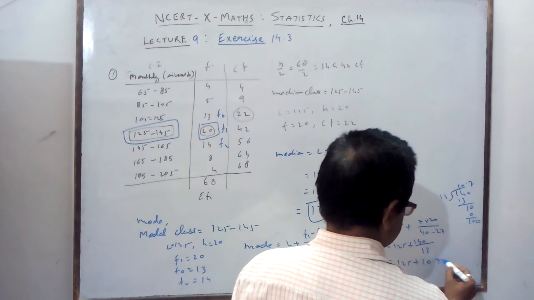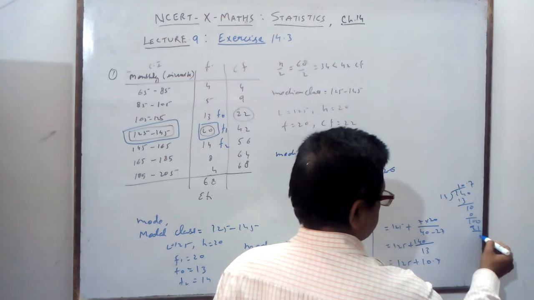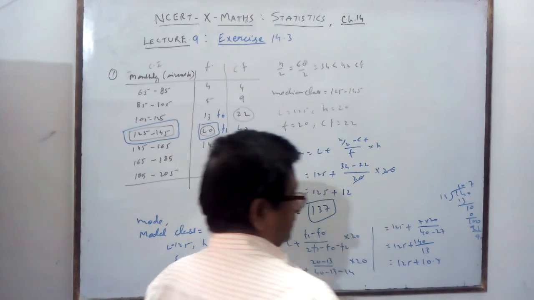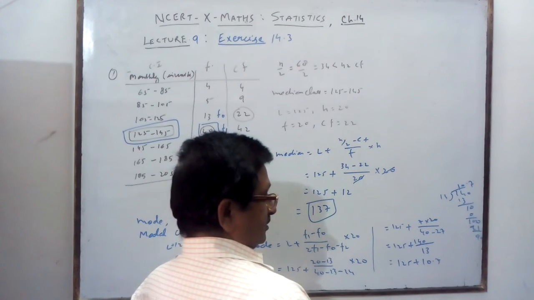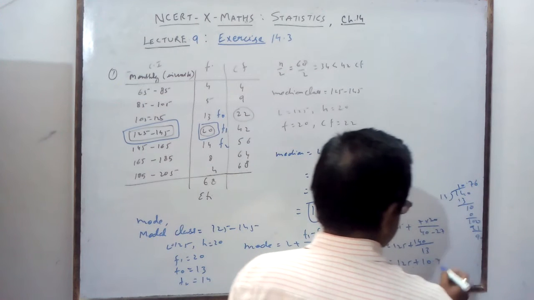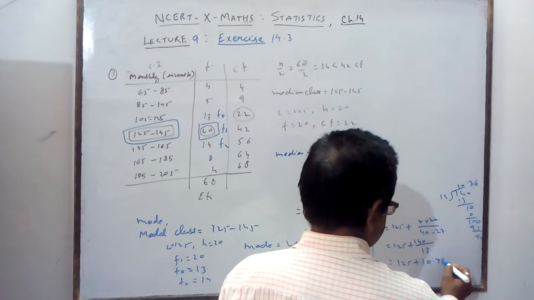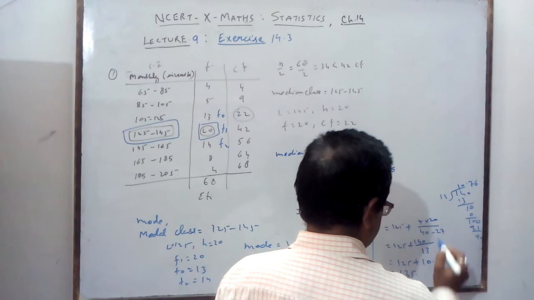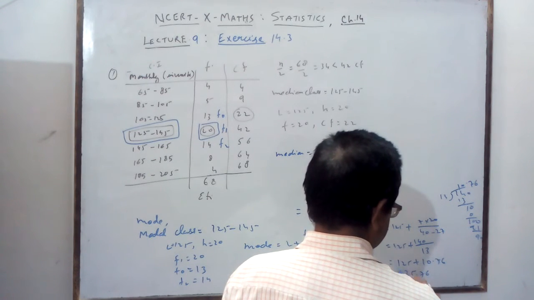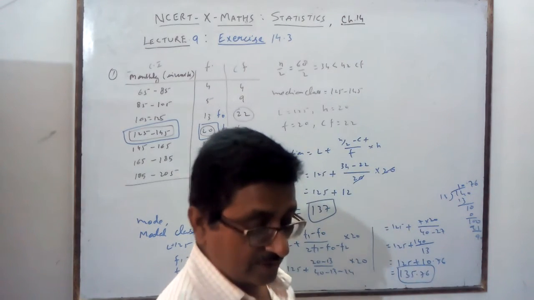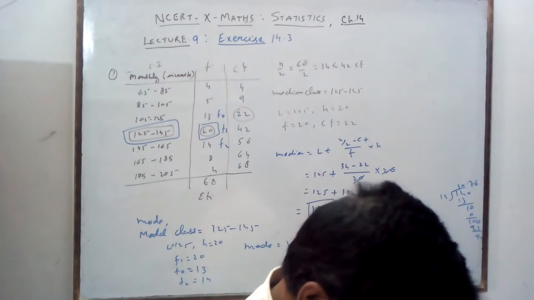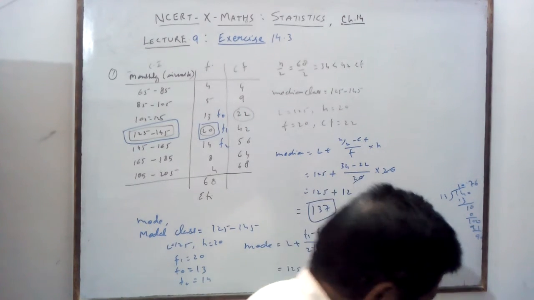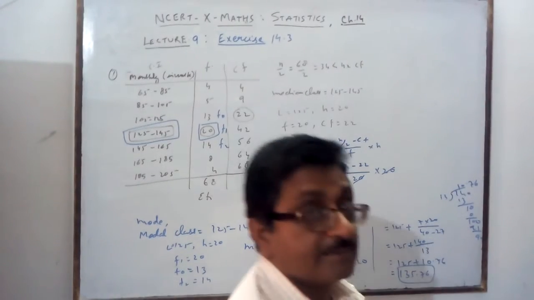7 jar. 13 7 jar 91 9. 13 6 jar. So 10.76. That will be 135.76. 135.76 is the mode, and by this mode you are getting the what is mean.